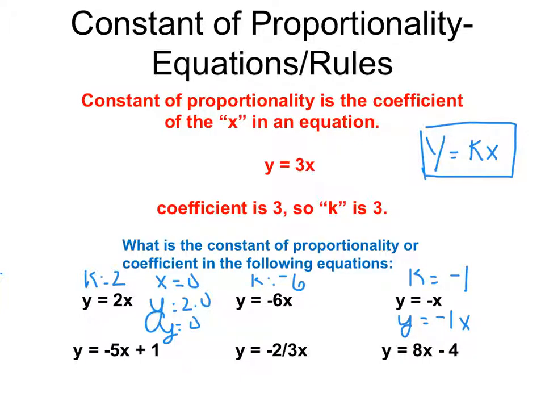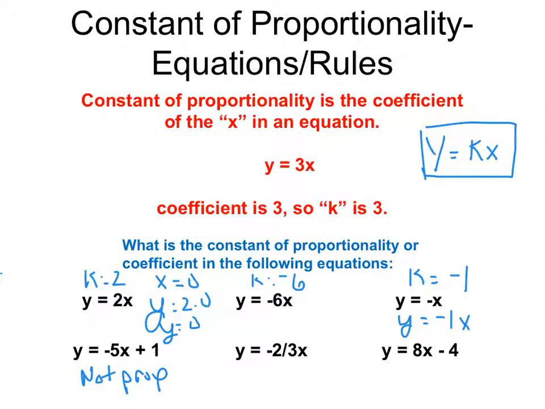For our next example, this equation does not look like the direct variation equation, y is equal to kx. We have this +1 here. And because it has a +1, if I said x was equal to 0, I would have -5 times 0 plus 1, which would mean y is equal to 1. So when x is 0 for this equation, y would equal 1. That means this equation will not go through the point (0, 0) on a graph, and the graph will not show direct variation either. So this one is not proportional.